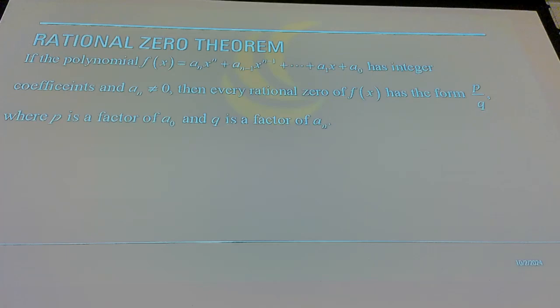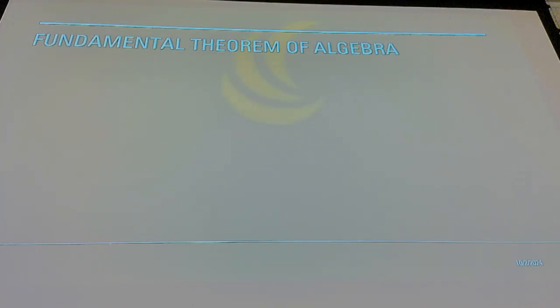And so typically this is the first thing we do when we're trying to find zeros, is we just list out all the possible rational zeros by looking at factors of the constant over factors of the leading coefficients. One of the most important results out of algebra is called the fundamental theorem of algebra.